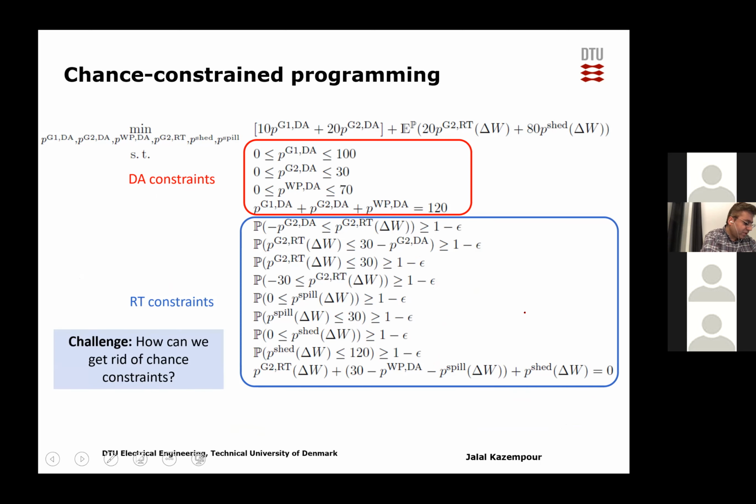But again, the question is, how can we get rid of the chance constraints? How can we reformulate them to be able to solve the problem? In this form, the chance constraint programming is intractable. We cannot solve it. We need to reformulate the objective function, the expected term, and also all the chance constraints to be able to solve the problem.